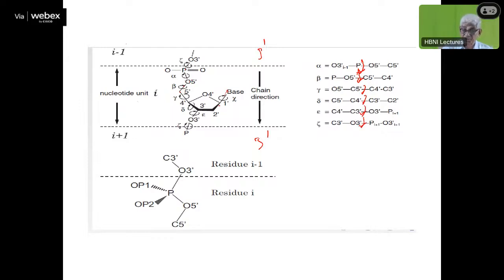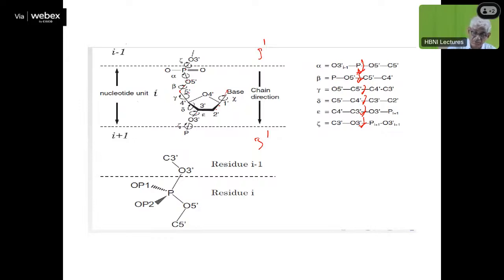All this determines the gamma torsion angle, which is O5', C5', C4', C3'. And delta torsion angle is C5', C4', C3', and C2'. Notice here it is defined with respect to the C2', that is coming here on this side.